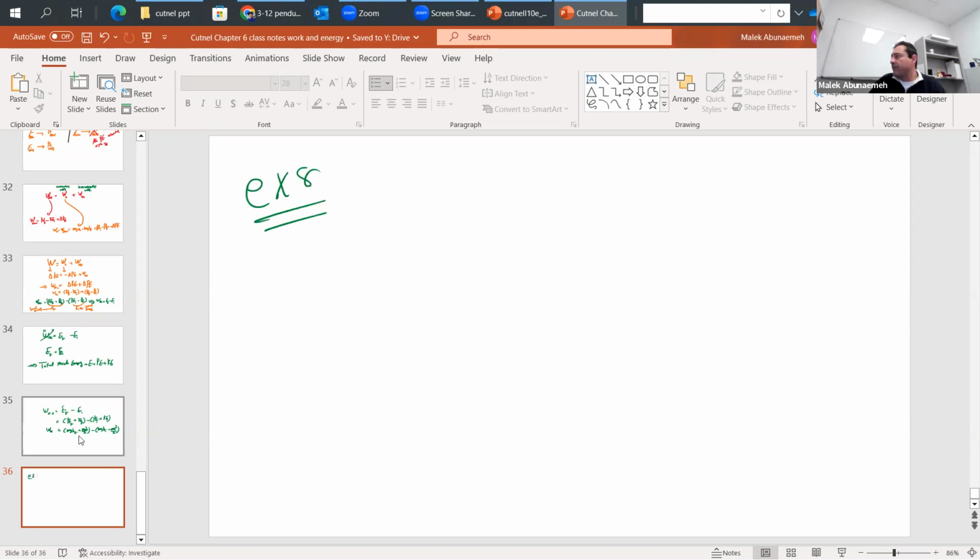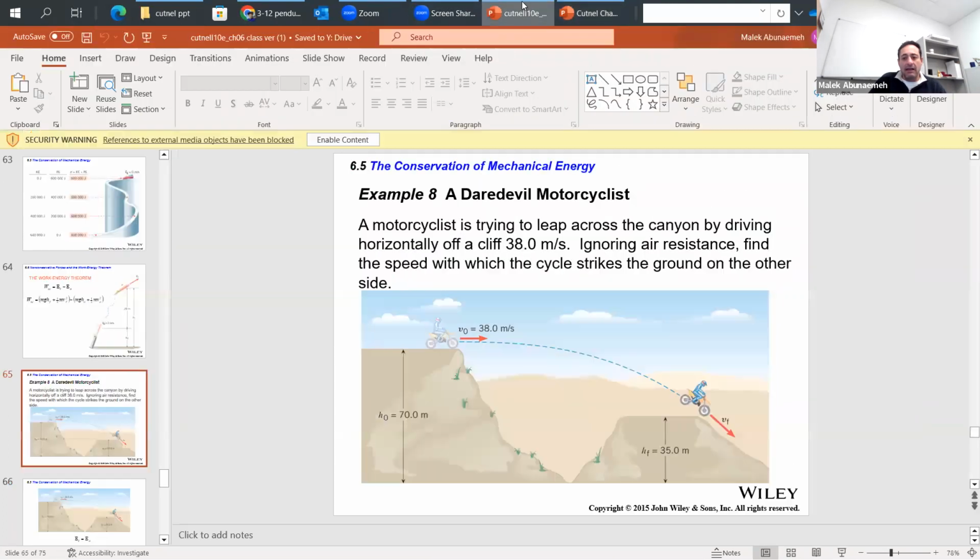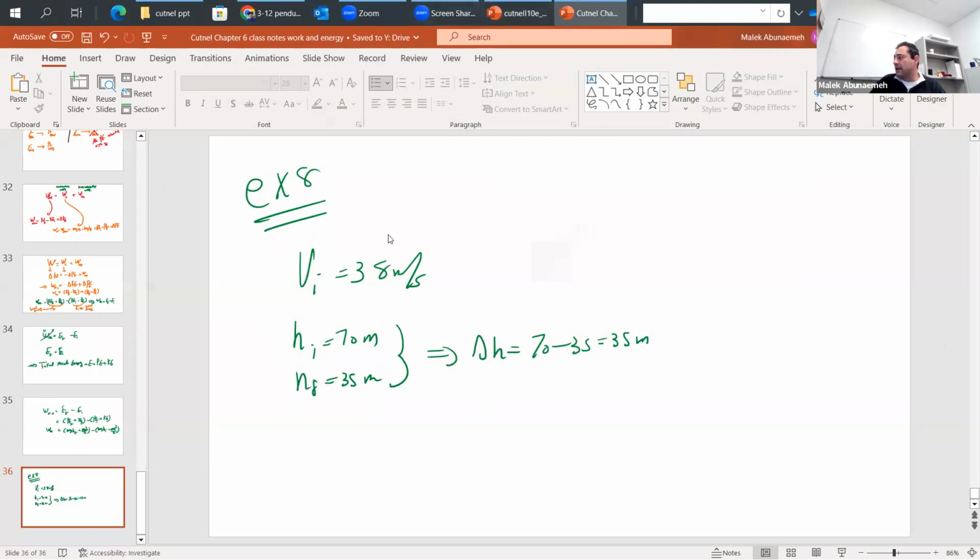It's going to be example 8. So our initial speed was 38 meters per second. And we define the heights as 70 and 35. So HI is 70 meters, HF is 35 meters. From these two, delta H is going to equal 70 minus 35, which is 35 meters. And so you have the V, you have the H's, and what you're looking for is the final speed.